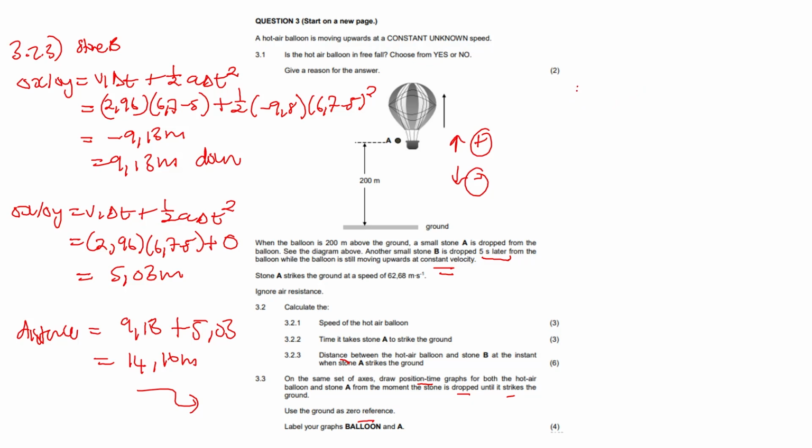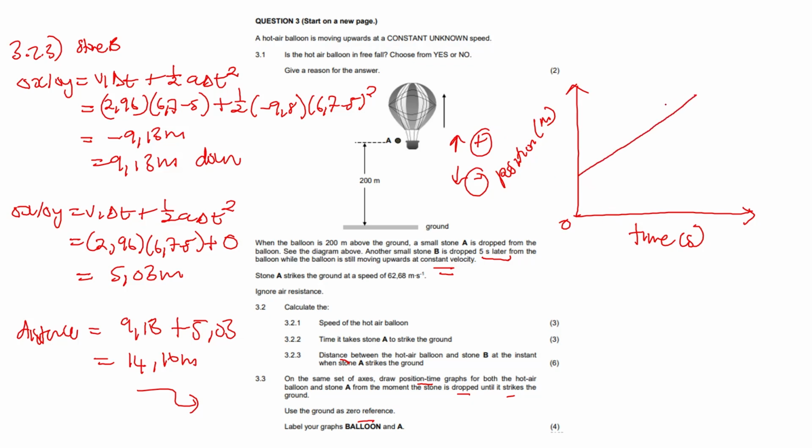So I'm first going to draw my axis and I'm going to label my graph time, seconds, and position in meters. All right. So the balloon went up constantly, right? Remember, ground is 0. So the balloon went up constantly. So I'm just going to take my balloon. It went up constantly, all right? But my stone was dropped from the balloon and it went all the way downwards, right? So it's going to look somewhat like this, all the way downwards.